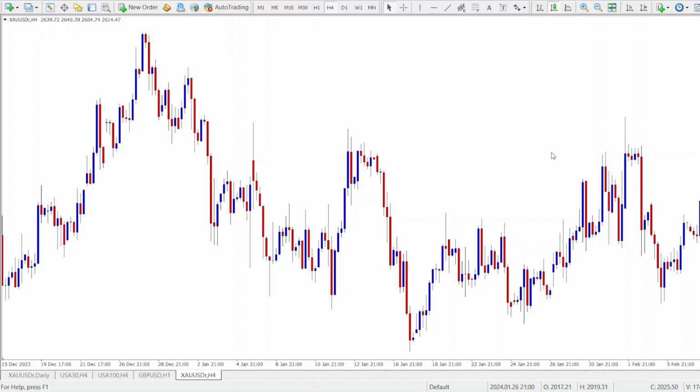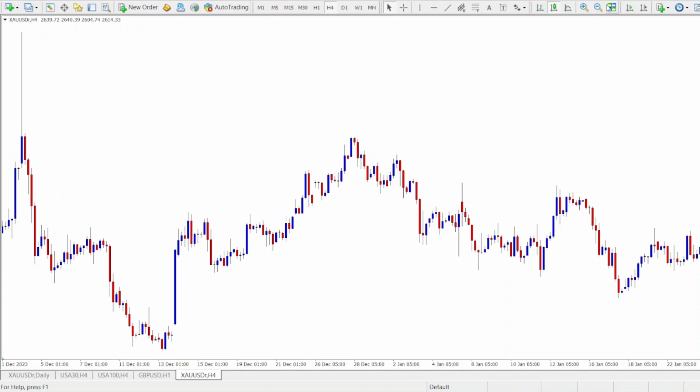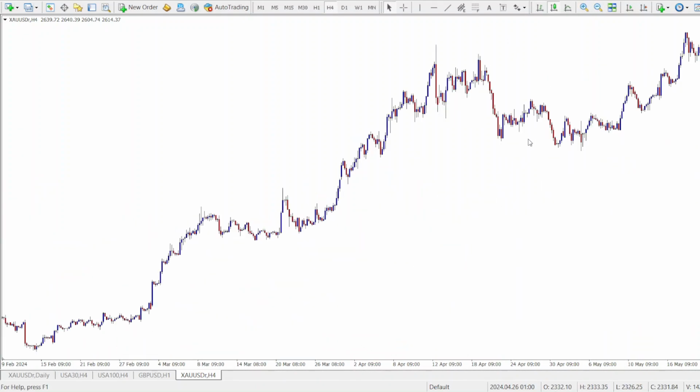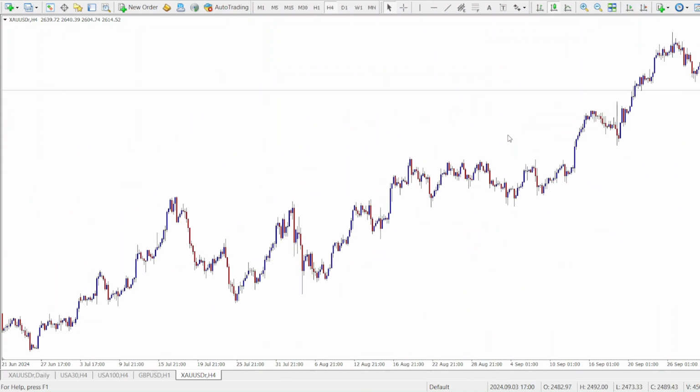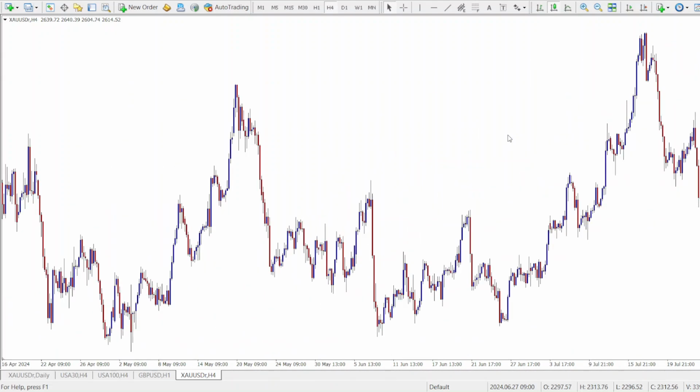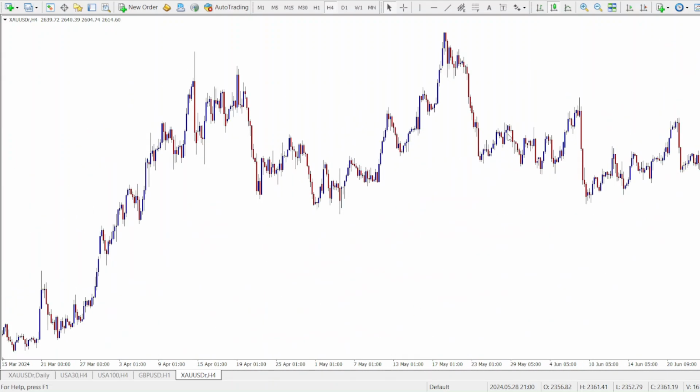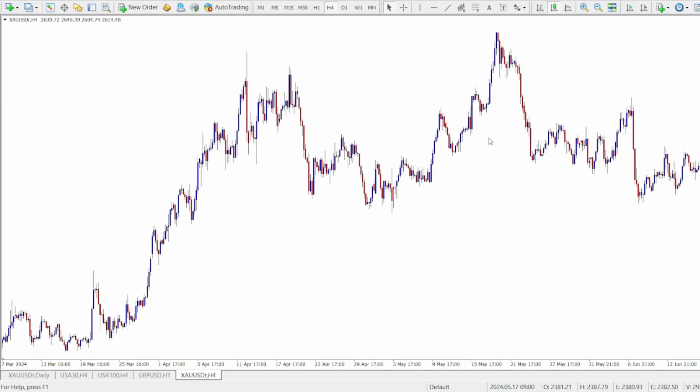Right now, chart patterns. Chart patterns are another way that traders spot bearish reversals. One of the chart patterns usually used is the head and shoulders pattern. The head and shoulders pattern is a classic reversal pattern where the price creates three peaks: a higher peak, the head, between two smaller peaks, which are the shoulders.